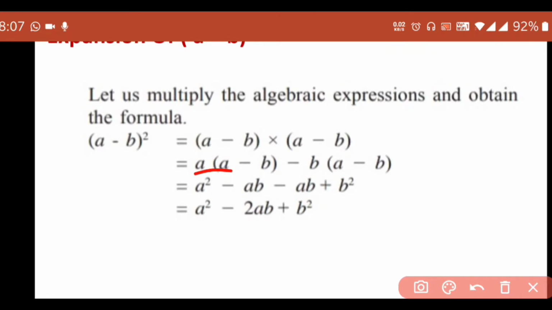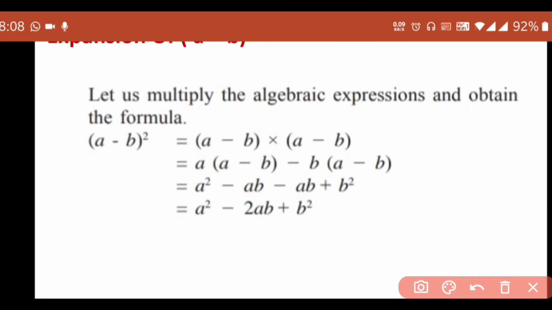Then a into a will be a square. A into b is ab. Minus sign is there, we have to put the minus sign. Minus b into a, that is a into b, will be ab, and minus minus becomes plus. B into b is b square. So in this way we get the third step, and in the last step we can add minus ab minus ab, which will become minus 2ab, and it will be equal to a square minus 2ab plus b square.